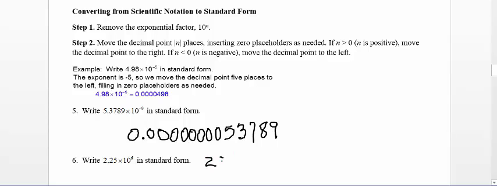Now in number 6, I write the 225 and I've moved the decimal 2 places. I need to add 4 more zeros to move it a total of 6 places.